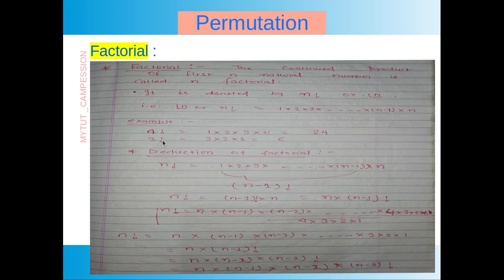For example, 4 factorial. 4 factorial equals 1 into 2 into 3 into 4, which equals 24. Now n equals 3. 3 factorial equals 3 into 2 into 1, which equals 6.